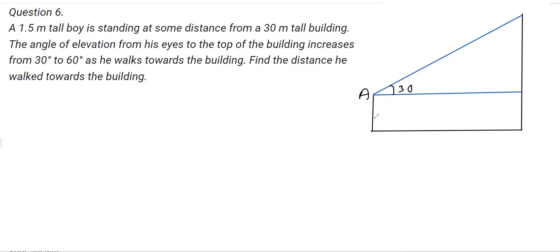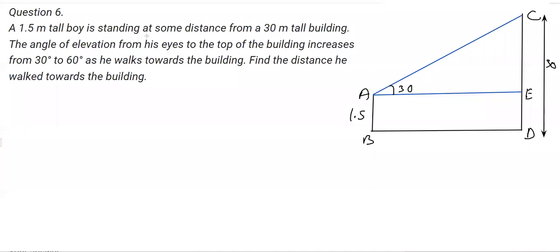Let's say AB is the height of the boy, and CD is the building, and let's say this is point E. What we know here is this length. This length is mentioned as 30. The height of the boy is 1.5 meters.